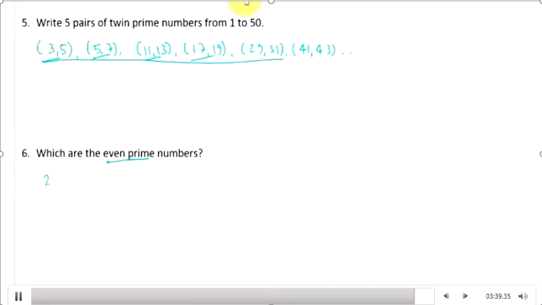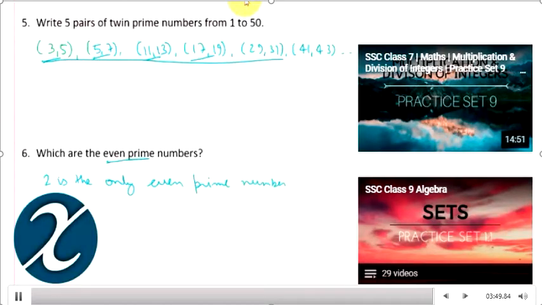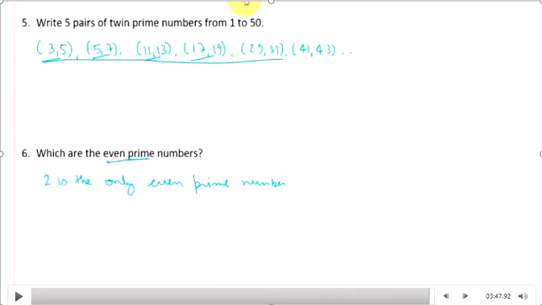Let's continue with question 6. Which are the even prime numbers? The answer to this is 2. 2 is the only even prime number. So here we come to an end of practice set 10.